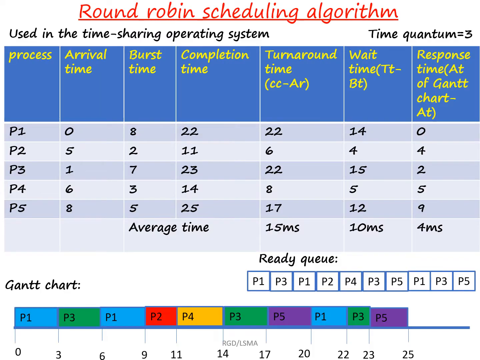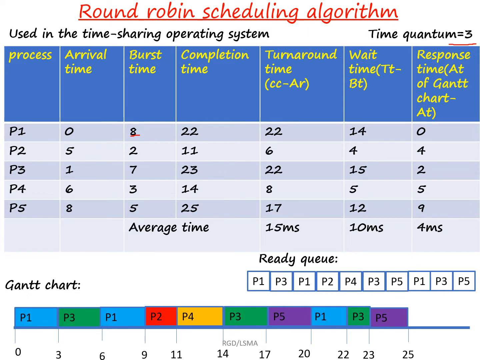Look at this problem. I have taken 5 processes which are represented as P1, P2, P3, P4, P5. For each and every process, we have an arrival time and a burst time. Burst time means the P1 process has to complete its execution with 8 units of time. Similarly, for the other processes, I have a burst time. So in this problem, I have taken a time quantum value of 3, which means the CPU has to execute each and every process for a maximum time period, or time quantum, of 3 units.